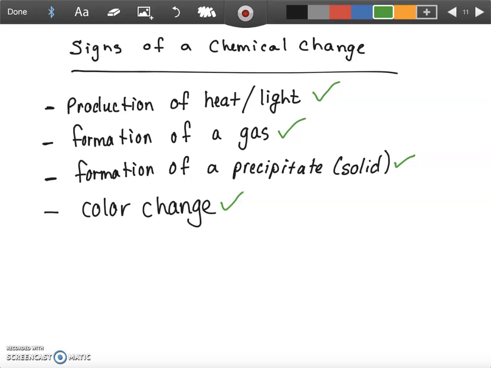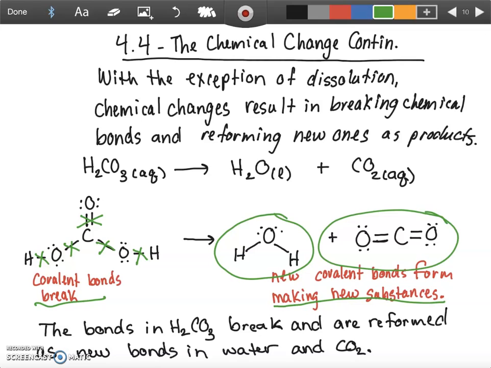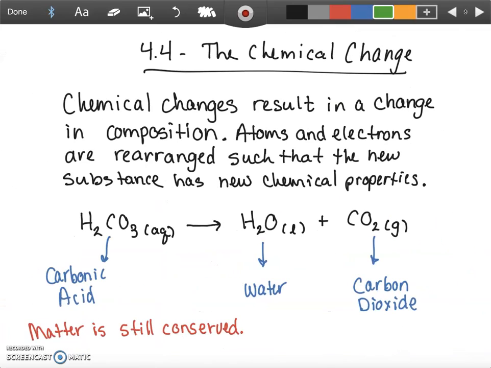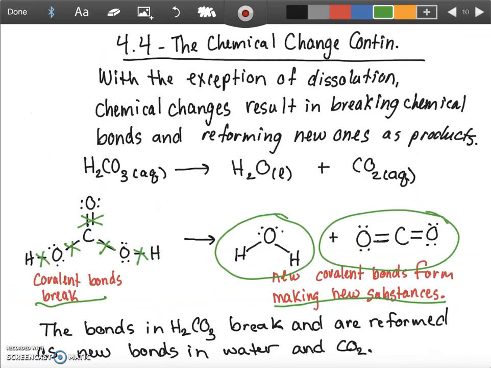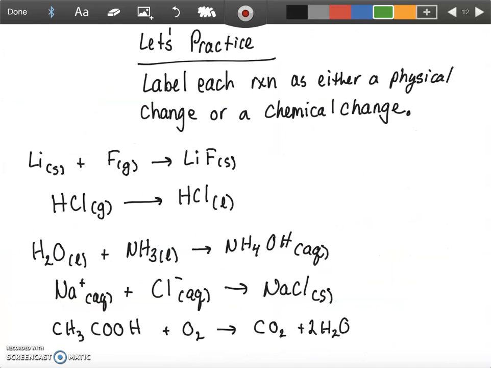Alright, so if you need to, go back and review my explanations on physical and chemical changes, and we're now going to go into a practice session where I would like you to pause the video and then see if you can label each one of these reactions, and I'll label them 1, 2, 3, 4, 5 as either a physical or chemical change. So pause the video and give it a try.